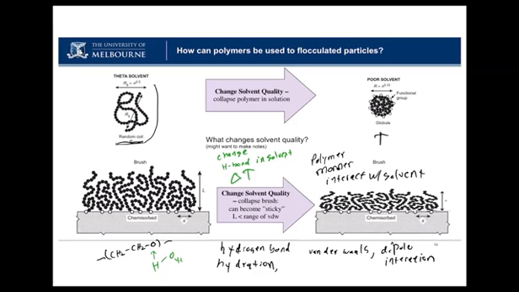For molecules that have acid-base groups on them, a lot of proteins, remember, proteins are made of amino acids, just by changing the charge state on the polymer, by changing the pH. So for proteins in particular, if you change the pH, you can affect the solvent quality as well.